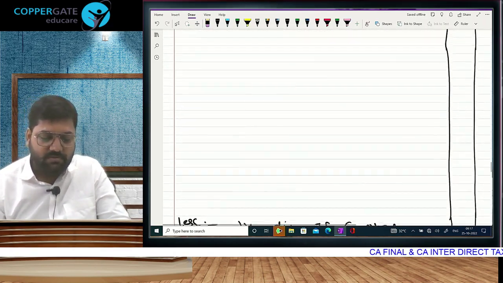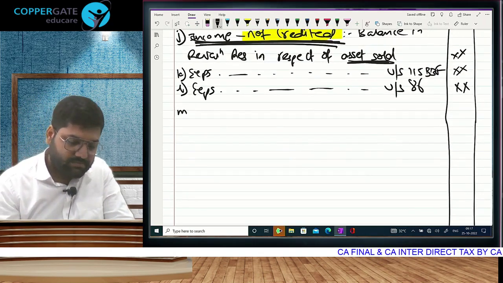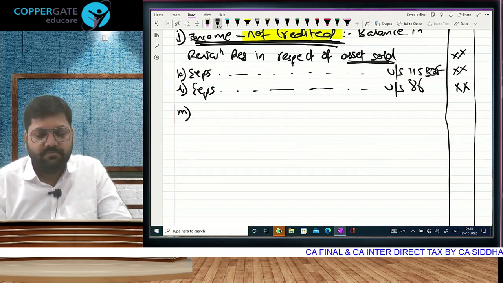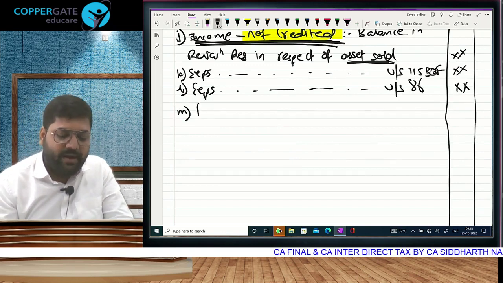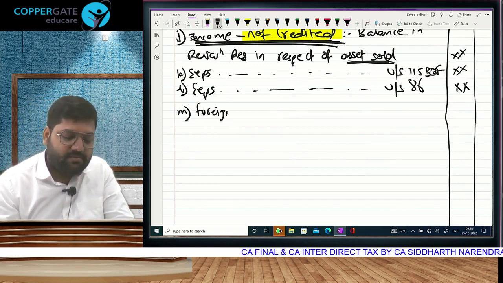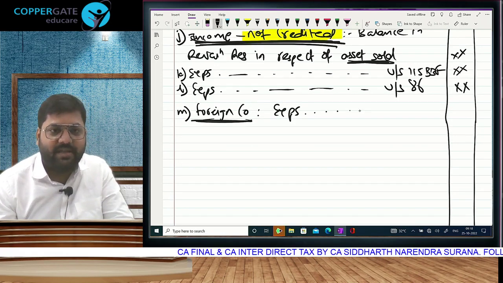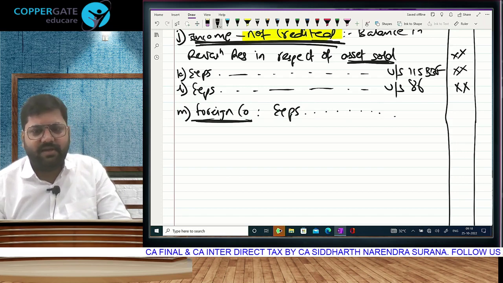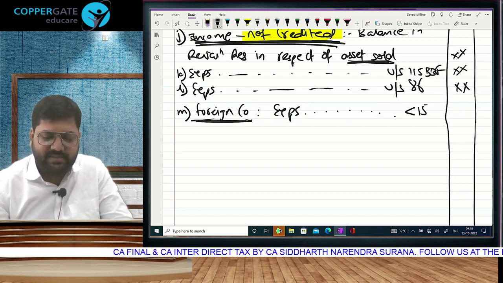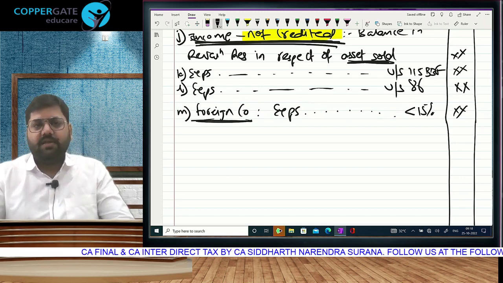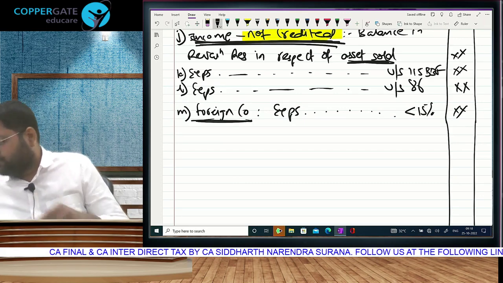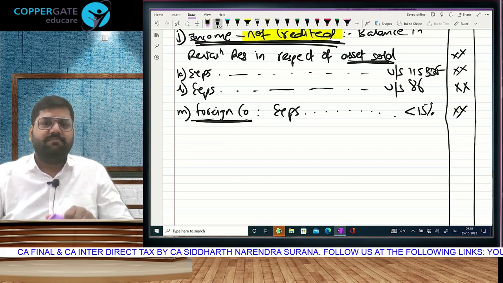So foreign company, if it has incurred expenses for earning same incomes, interest, royalty, FTS, where normal rate of tax is less than 15%. If the income we are not taxing, so the expenses ka we will not give you any benefit.